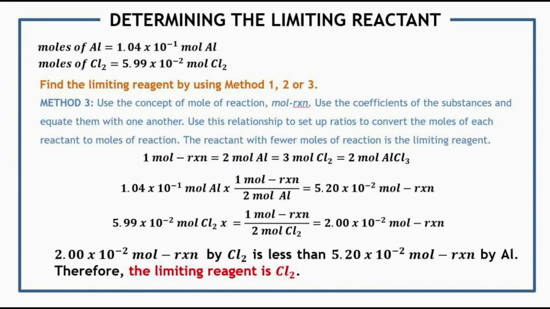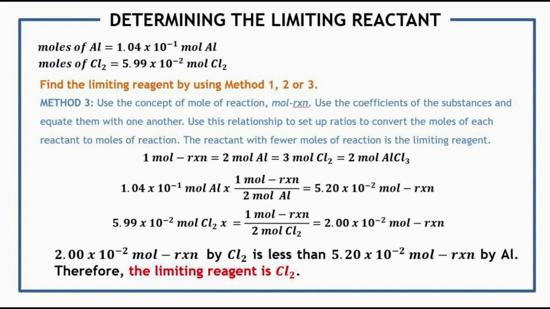And for method 3, they are making use of this equation: 1 mole reaction equals 2 moles aluminum equals 3 moles chlorine. Of course, this equation comes from the given chemical equation. But I noticed that the 2 moles chlorine here seems wrong, because it should be 3 moles chlorine. So this is just a typographical error.